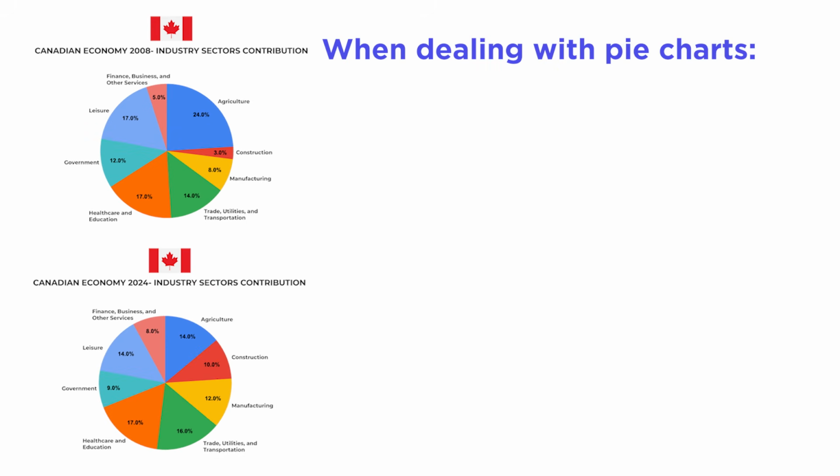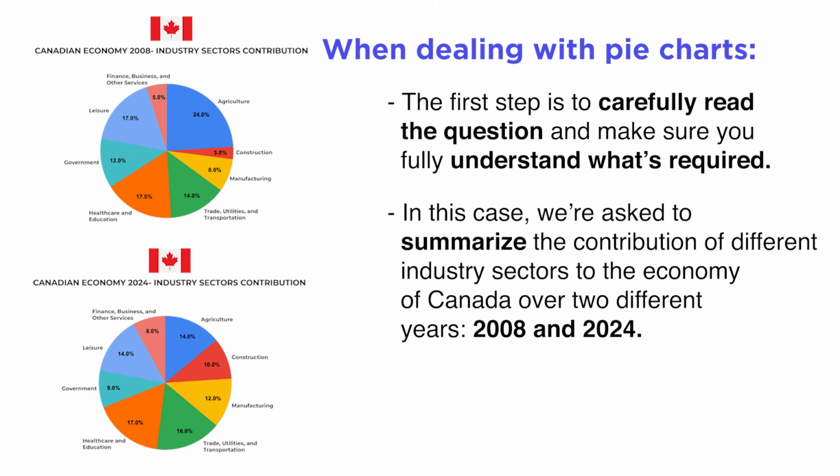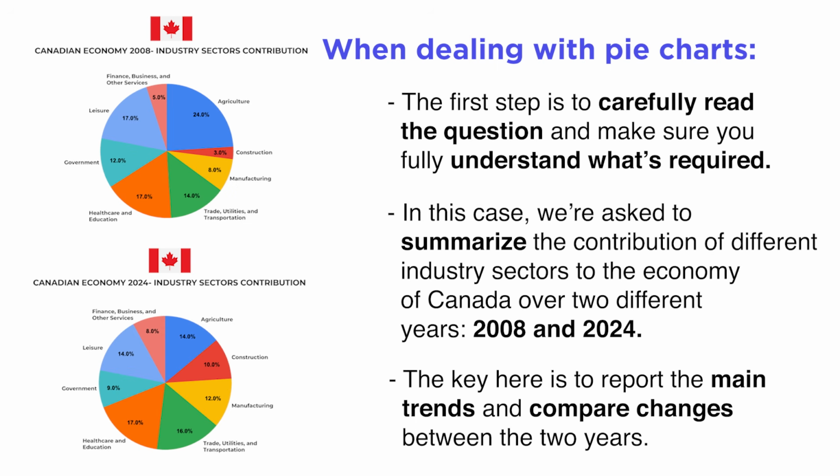When dealing with pie charts, the first step is to carefully read the question and make sure you fully understand what's required. In this case, we're asked to summarize the contribution of different industry sectors to the economy of Canada over two different years, 2008 and 2024. The key here is to report the main trends and compare changes between the 2 years.